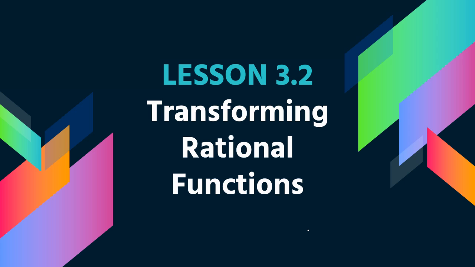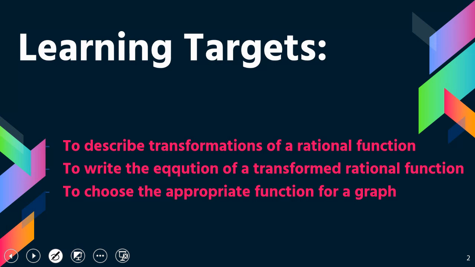Good morning. Today's lesson is 3.2, all about transforming rational functions. This is taking the equations we've looked at and graphed and talking about how to transform them. Our goals are to be able to describe transformations of a rational function, to write the equation of a transformed rational function, and to choose the appropriate function given a graph. We're going to do all of those things in this lesson.